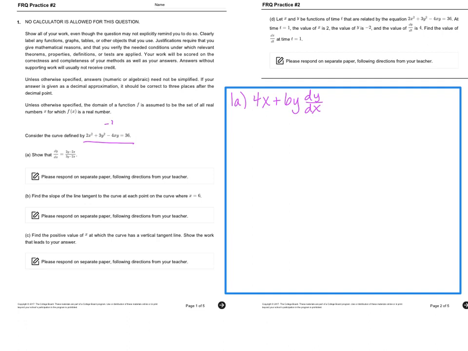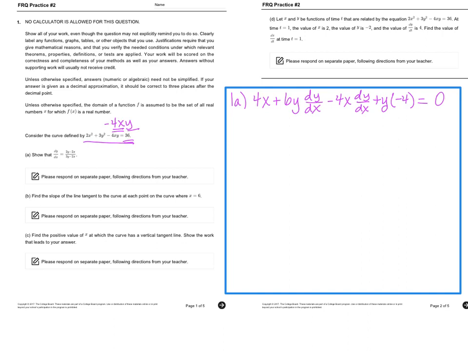When I look at negative 4x times y, I must remember that is a product. And so I'm going to do negative 4x as my first and y as my second. So I have first times the derivative of the second plus the second times the derivative of the first is negative 4 equals. And on this side, I just have 36, so the derivative of that is 0.